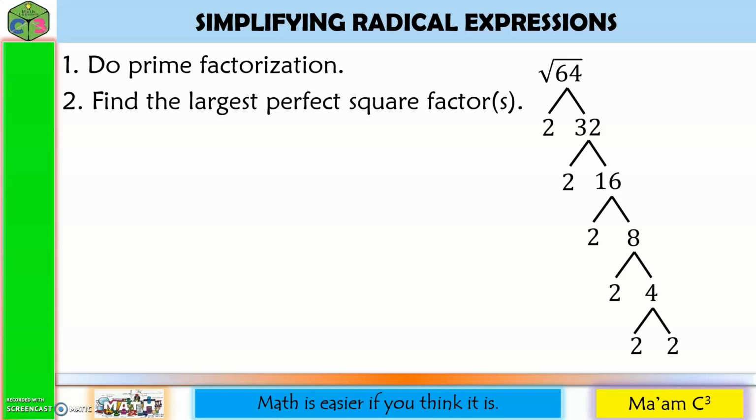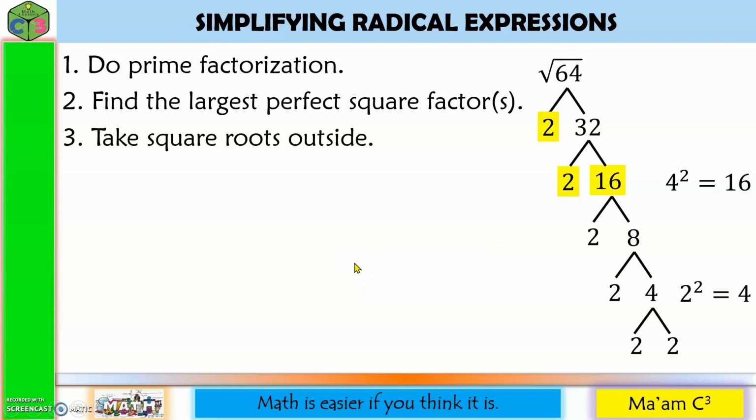Next step, find the largest perfect square factors. So we have here 4, and that is 2 squared. We also have here 16, which is 4 squared. Therefore, the largest perfect square factors are 16 and the product of these two here.